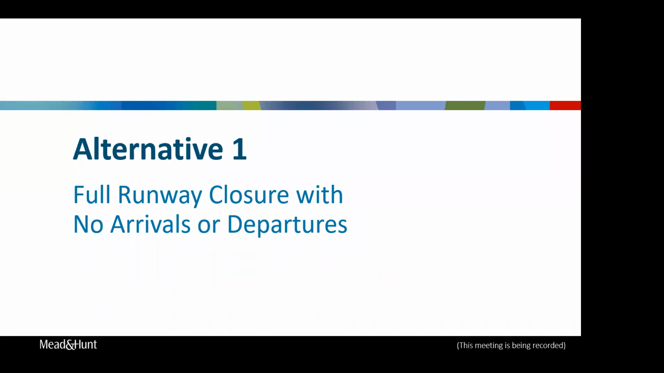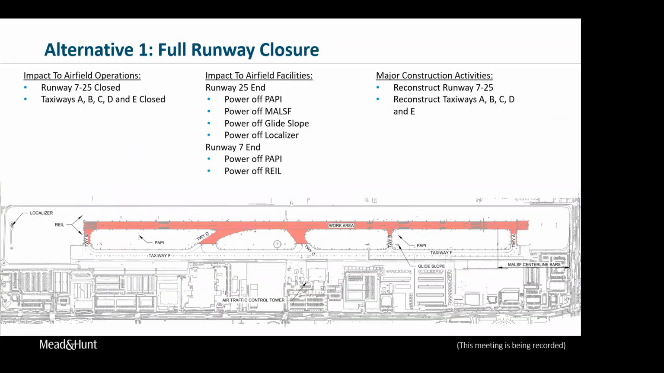So for the first alternative, we analyzed what would happen if we close the runway for the whole construction duration. So this means that there will be no arrivals or departures. Next slide. So the runway, as I mentioned, will be closed, as well as all the taxiways, and there will be no airfield facilities available. The lights will be off, the PAPIs, the REILs. What this really helps with is that it allows for concurrent construction operations. And also the quality of the work will be better. At the end, we'll have a better product, a better runway and taxiways that will have better rideability.